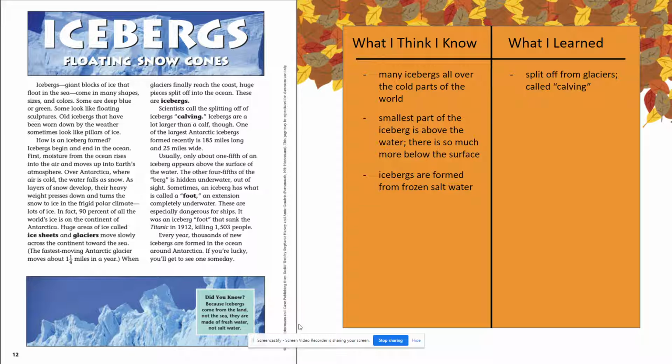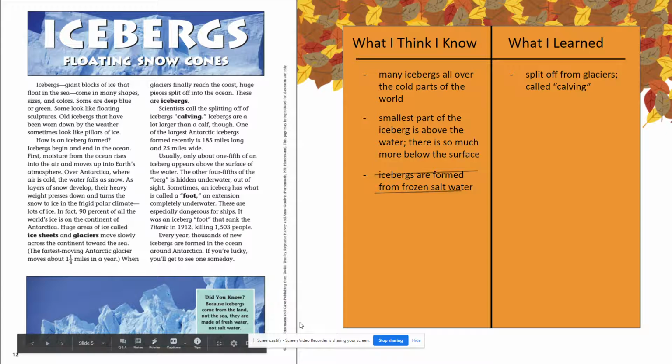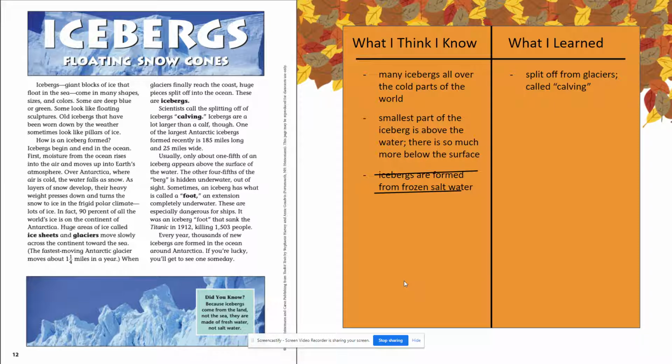Connecting our background knowledge to new information often helps us understand. But sometimes when that background information is inaccurate, we form a misconception. Reading this article has cleared up my misconception and gave me new insight into icebergs and how they're truly formed. I'm going to cross out that icebergs are made of frozen salt water and write what I learned in the column that icebergs are really made from frozen fresh water. I'll mark this one with a star since after reading it, I changed my thinking.